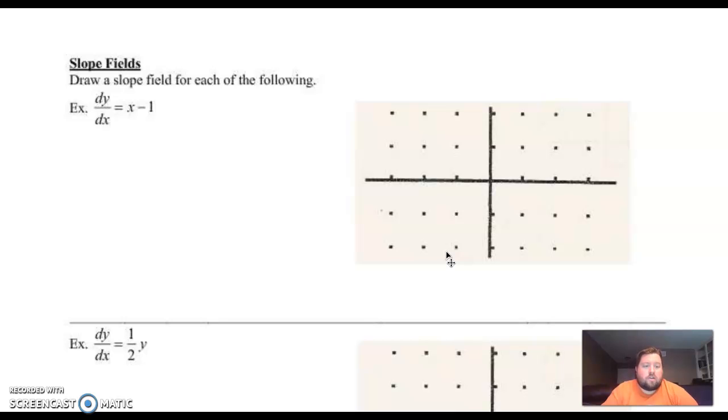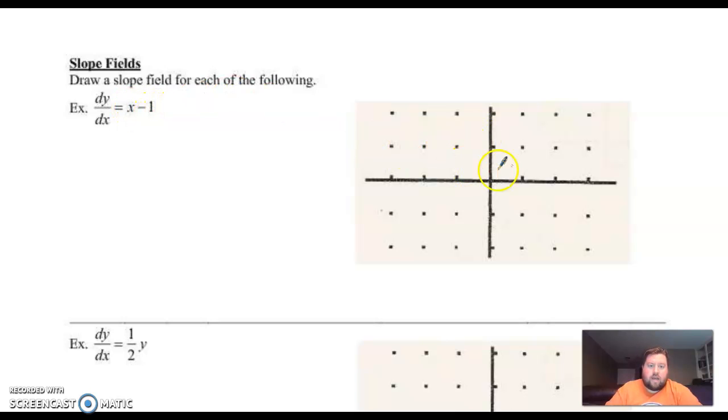They might ask you to draw a slope field, and then you will usually see a multiple choice question or two where they give you a slope field and have you match it to the differential equation. So it's pretty simple on how it works, especially drawing them on your own, which is what we're doing here. So they give you a differential equation. The slope, dy over dx, is equal to x minus 1.